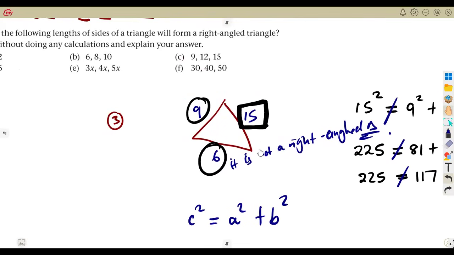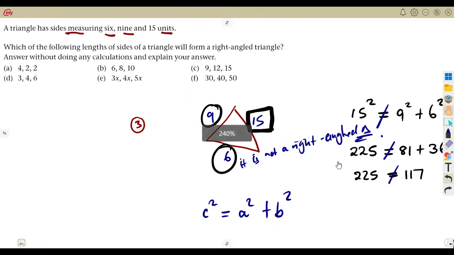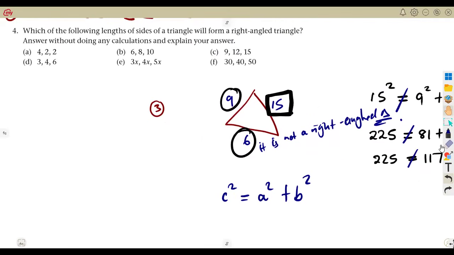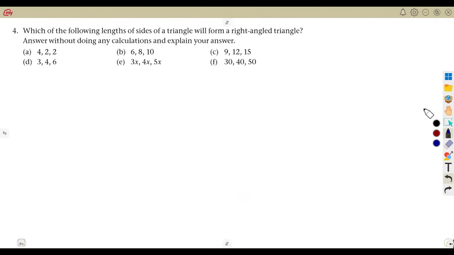You can work out as many questions as you can. Just try to check these triangles, right-angled or not. So you just have to test, like let's say we are given on F, in that case, which of the triangle lengths will form a right angle? Where is it going to form a right angle triangle? Answer without doing any calculations.